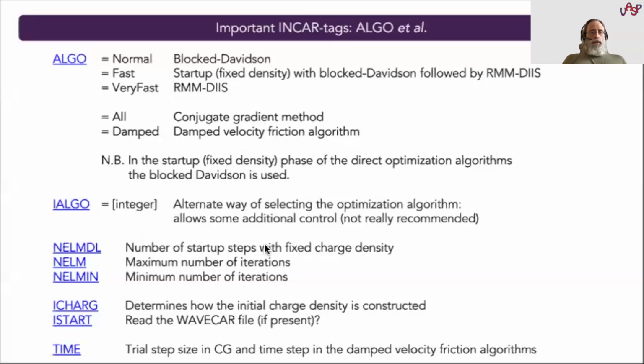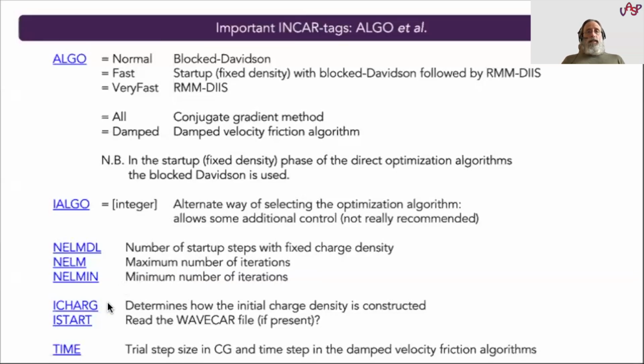So the number of startup steps with fixed charge density when you start from scratch is set by NELM-DL. The maximum number of iterations is set by NELM. This is 60 by default and might not be enough. And then there's the minimum number of iterations that is done. You can also force the system to do a minimal number, even if EDIFF is reached, continue until this minimum number is reached. That's NELMIN.